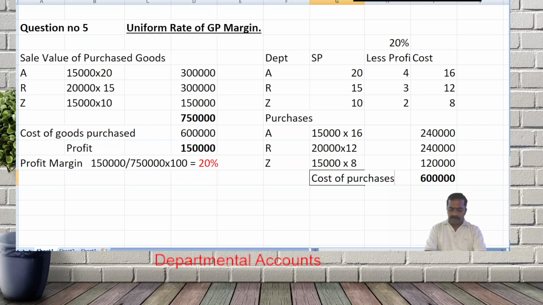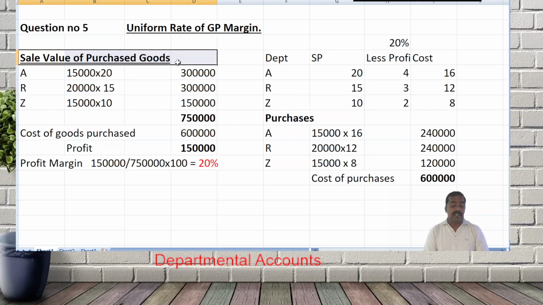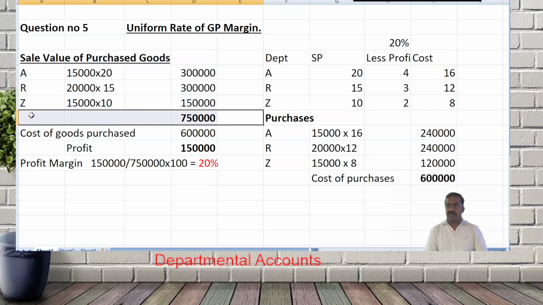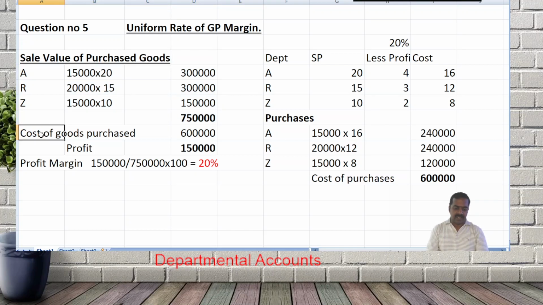Cost of purchases. Once again, I repeat, the hint given is which one? Uniform GP margin. For working out profit, we want cost element and sale element. We do not know the cost directly, but we can work out sale value of purchased goods. So sale value of purchased goods is 7,50,000. Otherwise, if all the purchased goods are sold, we can sell it for 7,50,000.